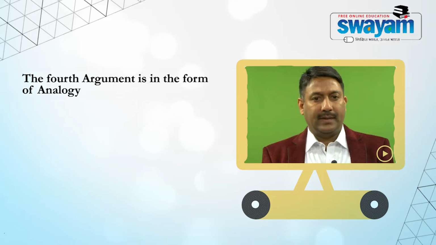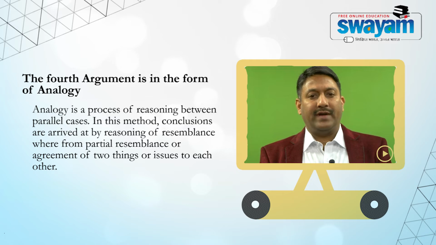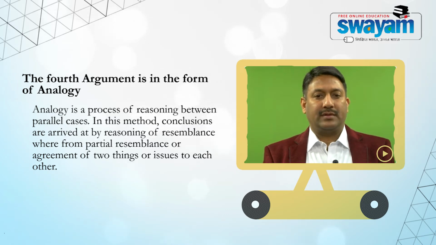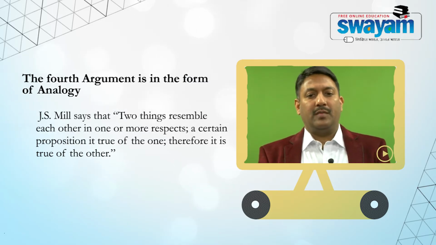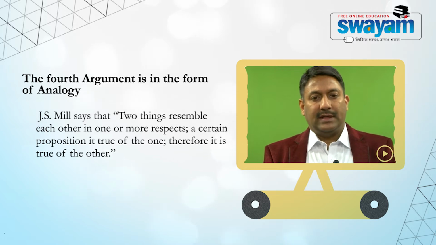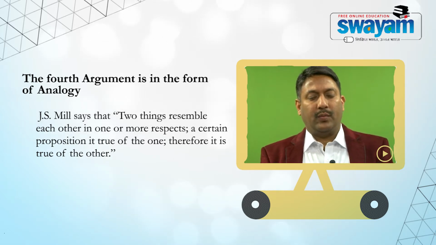The fourth argument is in the form of analogy. Analogy is a process of reasoning between parallel cases. In this method, conclusions are arrived at by reasoning of resemblance, where from partial resemblance or agreement of two things or issues to each other. J.S. Mill says that two things resemble each other in one or more respects. A certain proposition is true of the one, therefore it is true of the other.